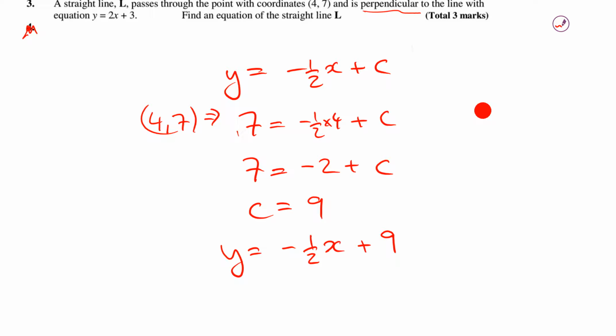What is next on your list? Just tell me when you're ready. I've just screenshotted everything. Sure. The next thing is parallel and perpendicular.